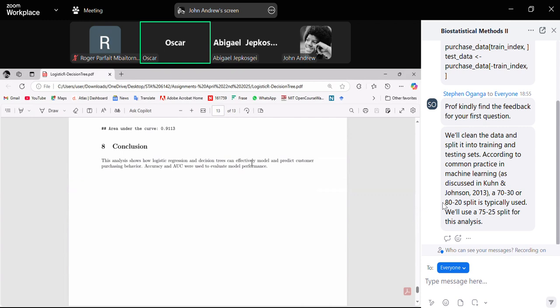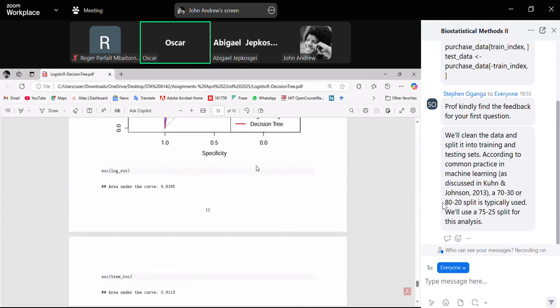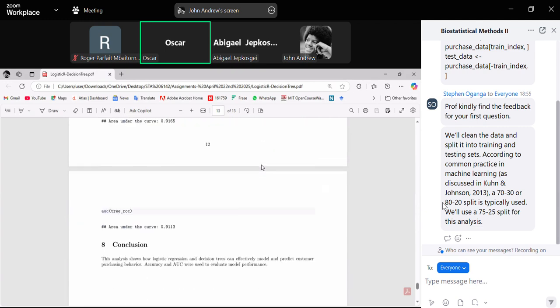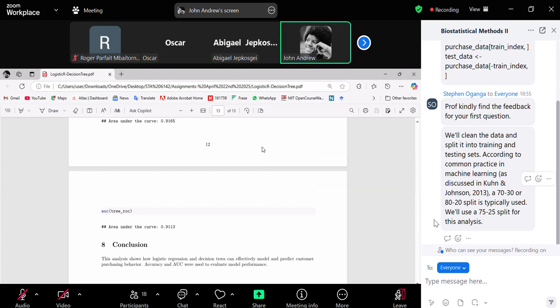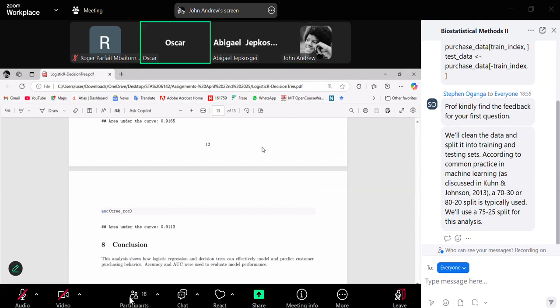Thank you, Andrew, for the presentation. So in your conclusion, which is the best model? Maybe the difference is not much, but which model is it giving you to be the best? Decision tree. Okay.